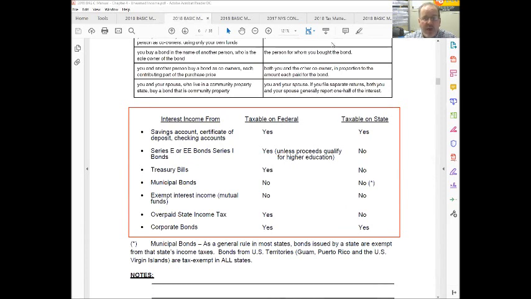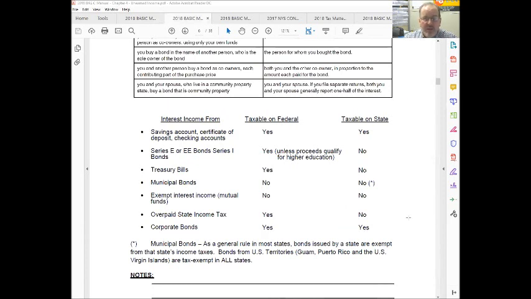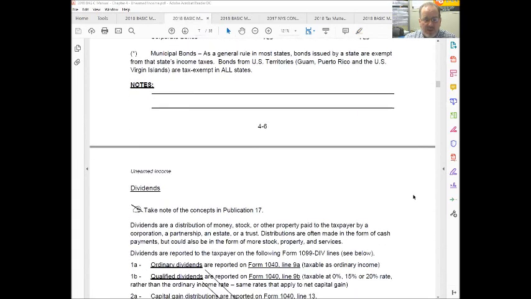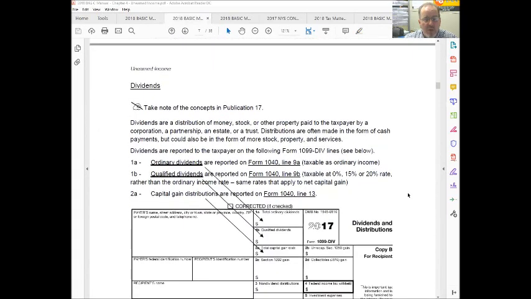All right, so we have interest, and like I said, that's a great little table to keep track of, okay? We have dividends. Again, dividends are the distribution of money, stock, or other property paid to a taxpayer by a corporation, partnership, estate, or a trust, okay?